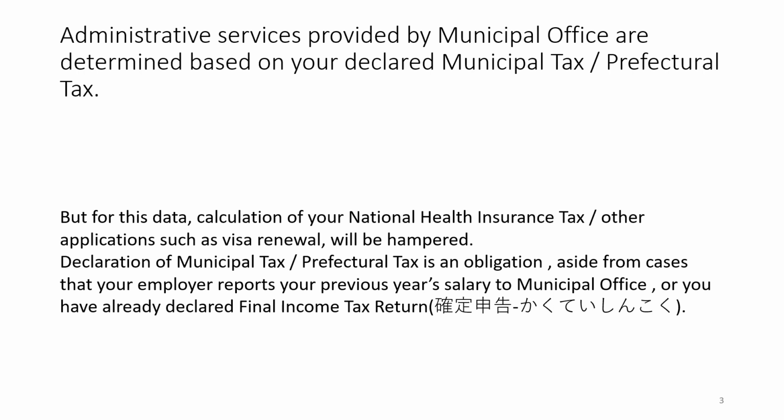Even when you had no income in the previous year, you need to declare that state. If you fail to make declaration, the correct amount of national health insurance tax you are obliged to pay cannot be properly calculated. Also, your request of visa renewal and other applications will be hampered. Note that you have to make declaration each year, because the previous year's declaration data will not be taken over to the following year.